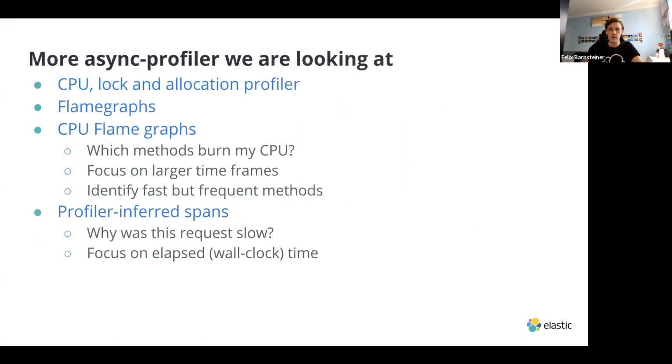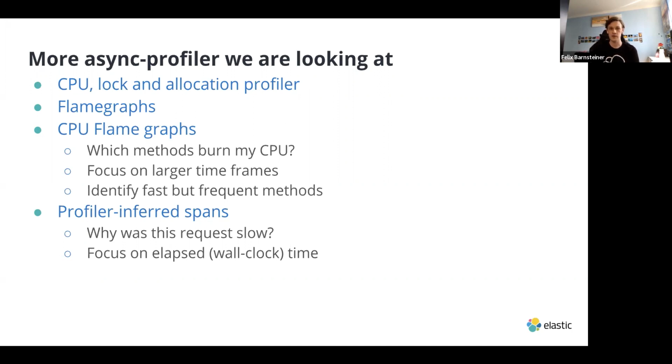And because we are really big fans of async-profiler here at Elastic, we also want to integrate it more and more in our product. So we're currently looking at how we can integrate the CPU, lock and allocation profiler capabilities of async-profiler. What we want to do is to have some flame graphs where you can, for example, see the CPU flame graphs of your applications, so you can focus on larger timeframes with that. You can also see multiple services aggregated in one flame graph to see which methods burn your CPU.